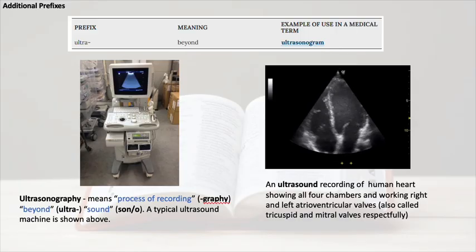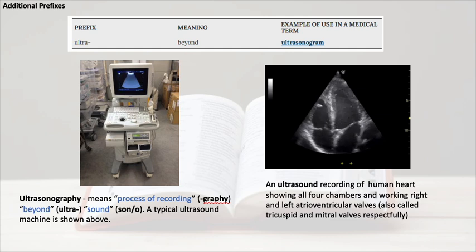So the word ultrasound, if we break down that word, ultra referring to beyond, and the root here is sound. So it's really meaning sound beyond human hearing. Ultrasound uses high frequency sound waves to create images of organs, tissues, or even a fetus during pregnancy. Really interesting. Another use of ultra, for example, is ultrafiltration, so filtering beyond normal levels.